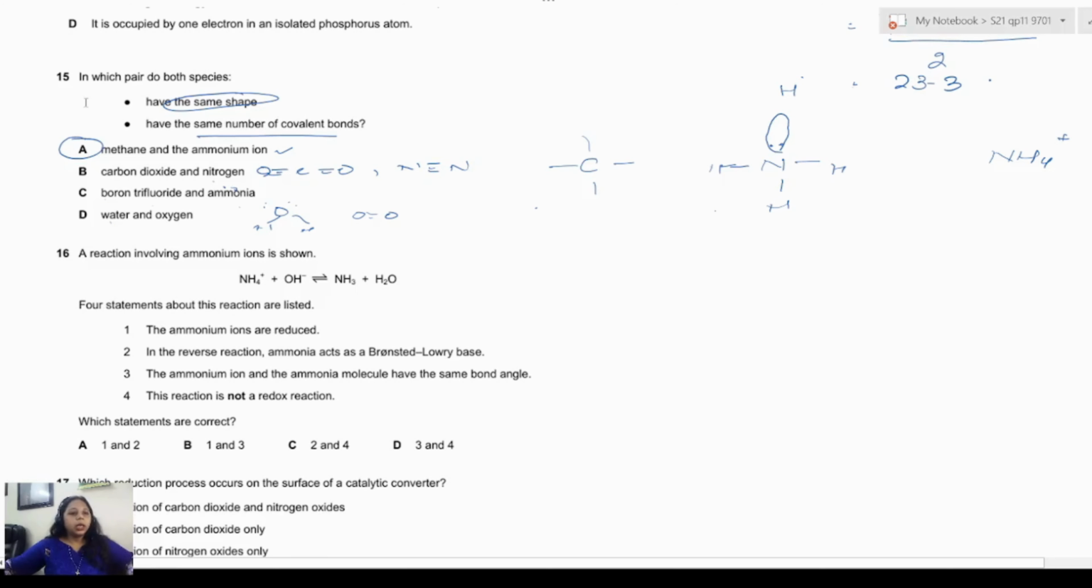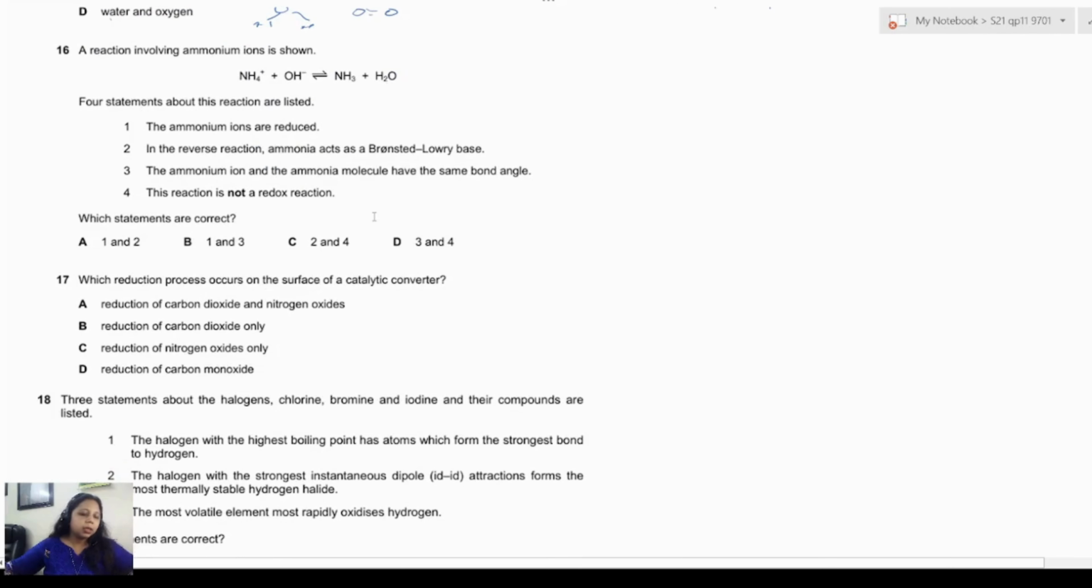A reaction giving the ammonium ion is shown: ammonium plus hydroxide gives ammonia plus water. Four statements about this reaction are listed. Let's see which statements are correct. Number 1, the ammonium ions are reduced. Reduction is the addition of hydrogen, and we clearly see that hydrogen is removed from this one. So this is not correct.